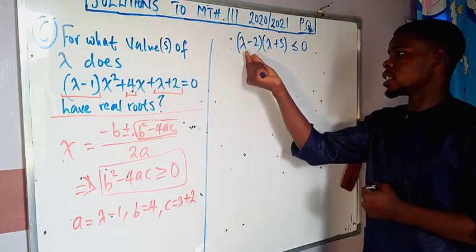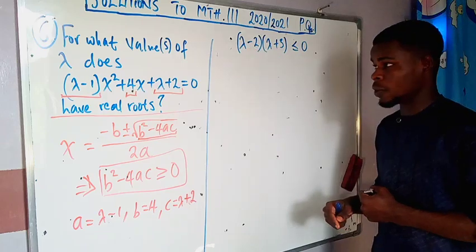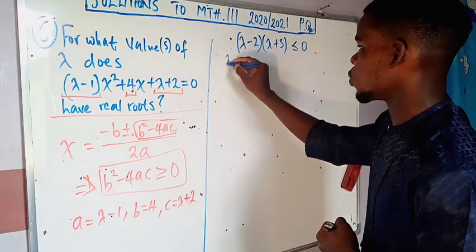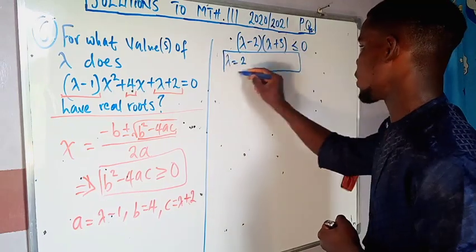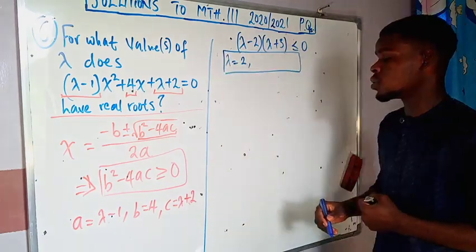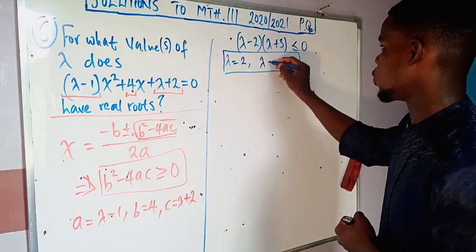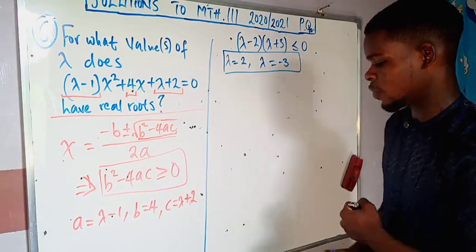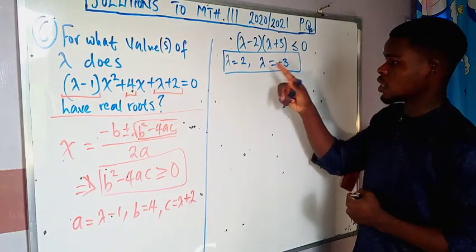So you notice that if we substitute lambda to be 2, this right here is going to be 2 minus 2, which will be 0. So in fact, lambda equals 2 is something we should take note of. And at the same time, if we substitute lambda to be negative 3, we notice negative 3 plus 3 is going to be 0. So we say lambda should be negative 3, take note of that. These are the points I'm talking about. So we have negative 3, which is less than 2.